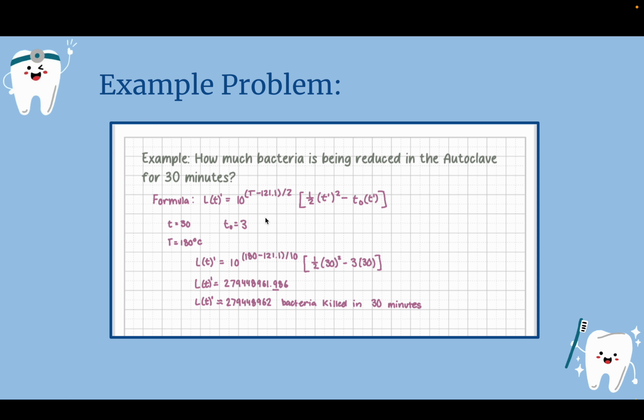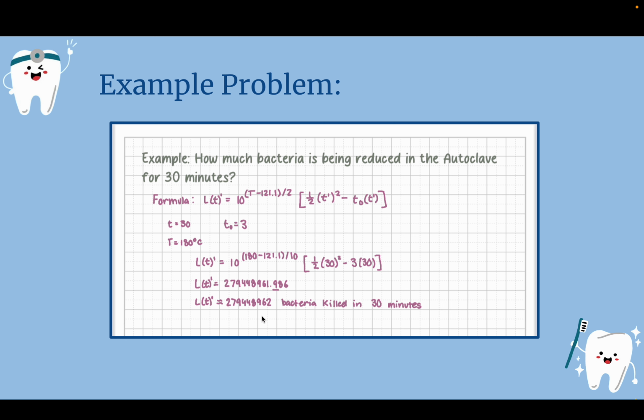So let's do an example problem. How much bacteria is being reduced in the autoclave for 30 minutes? So with our formula that we were given from the last slide, we can just plug in our values. So capital T is 180 degrees, Z is just 10, our lowercase t is going to be 30 minutes, and then t initial or t naught is just going to be 3.